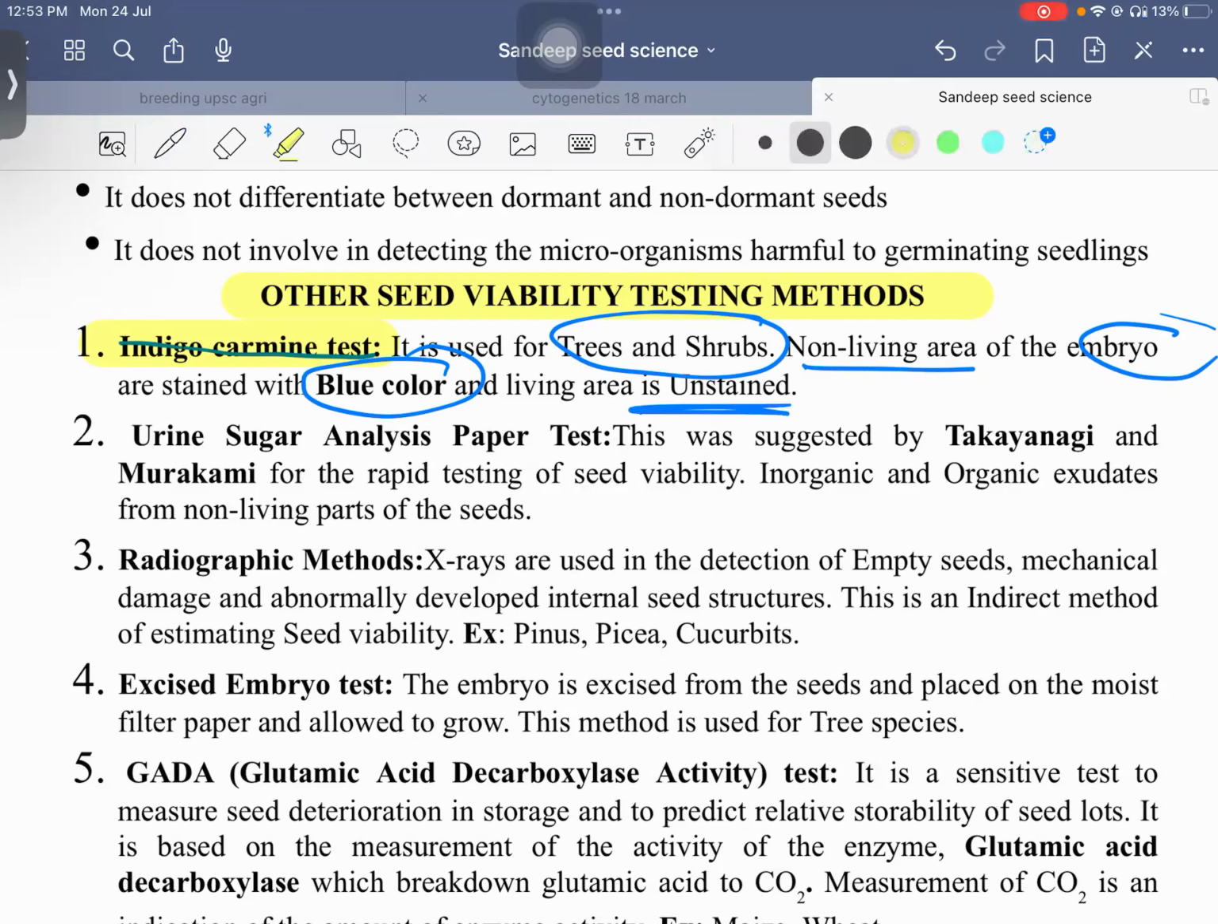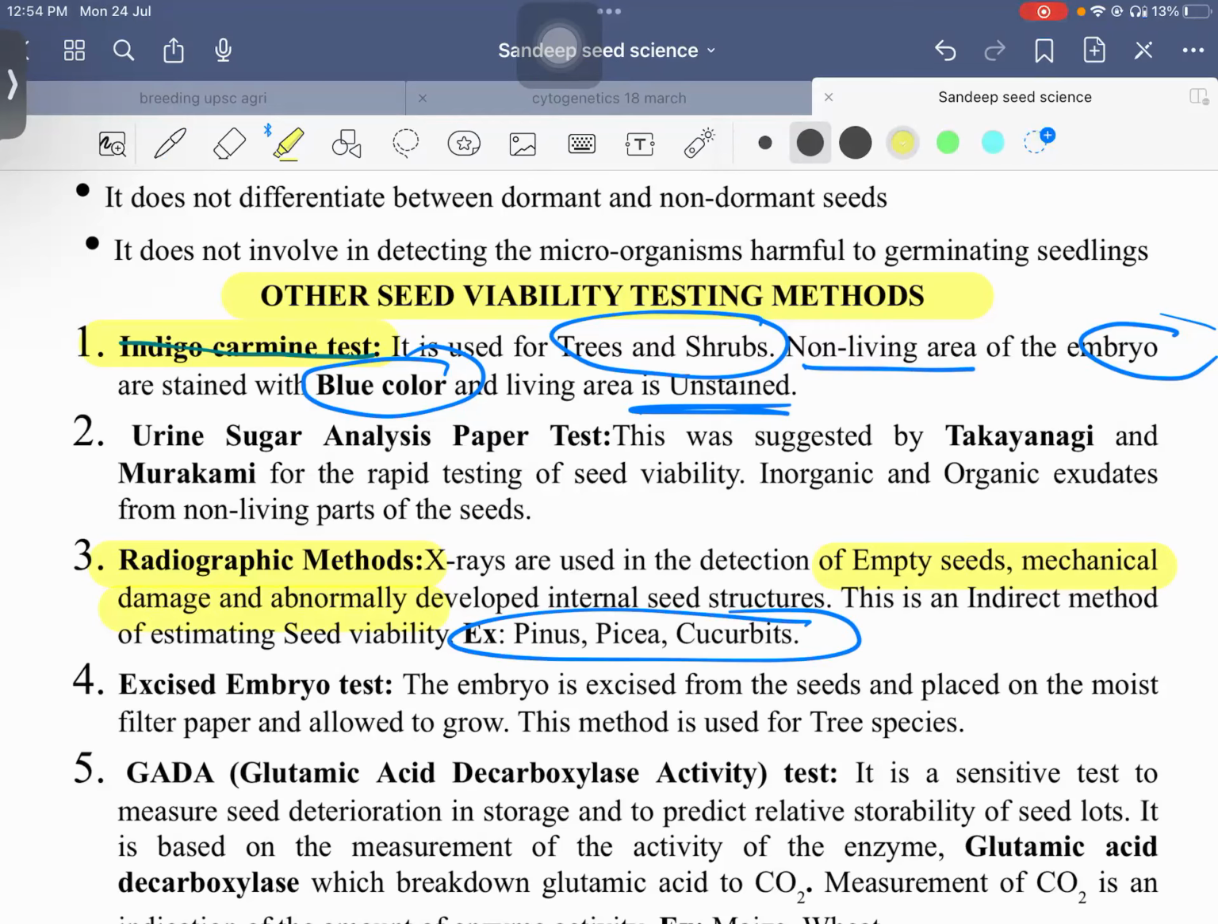Understood? Second is the radiographic method. Whichever is difficult, don't remember, because they are not going to ask specifically about this. Okay. So in radiographic methods, X-rays are used. Detection of empty cells and mechanically damaged cells can be done. Okay. By the X-ray method also we can test. It is usually used in pinus and cucurbits.